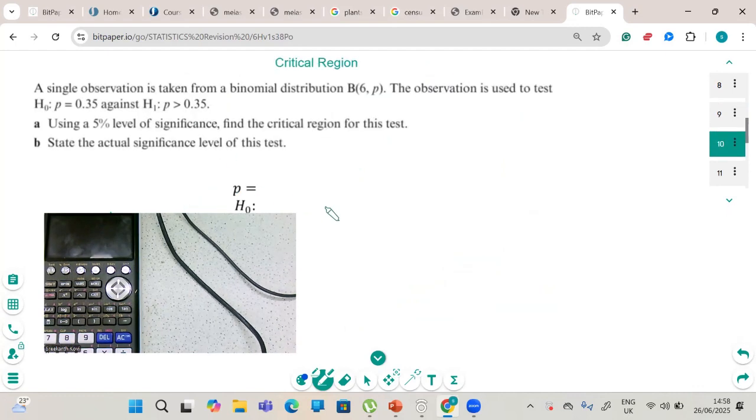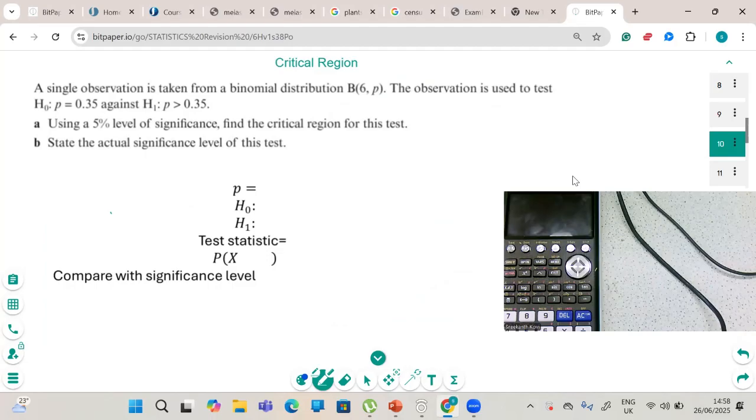Now the next one. Actually, the first question: a single observation is taken. Whatever the language they use, I look for my requirement, as in what probability is given in the question, which is 0.35. And then I look for H naught. If they already gave it to us, in this case, H0: P is equal to 0.35, and H1: P is greater than 0.35.